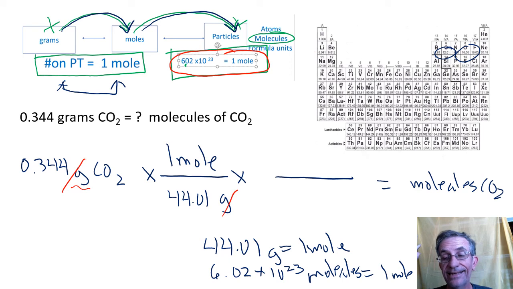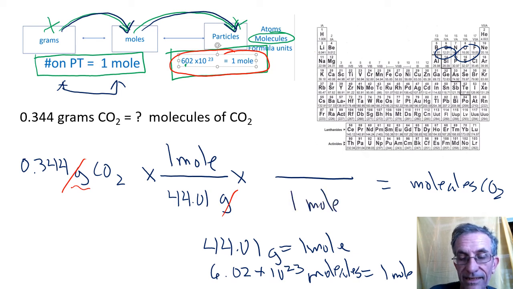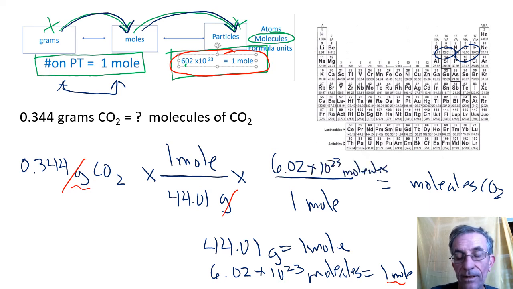Now with that, I think we're in business. Let's see where we're at. We have moles right here on top, so I'm going to put moles on the bottom. That makes the 1 go on the bottom and the 6.02 times 10 to the 23 go on top. And that should work. All right, with that, I think we have it set up right, because moles is going to cancel. And now we're left with molecules.